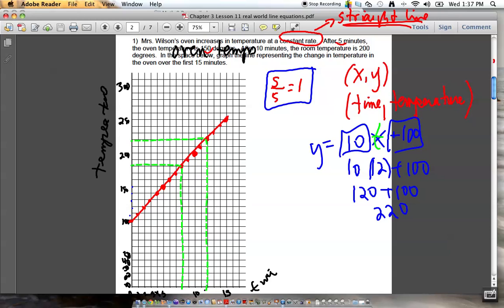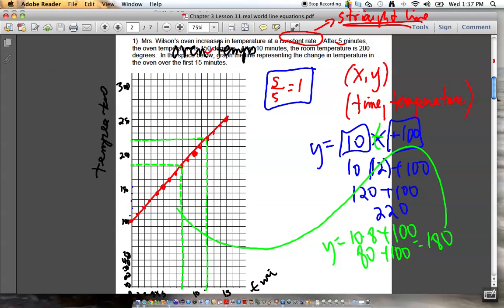Now I see. Okay, ready? Y equals 10 times 8 plus 100. 10 times 8 is 80, plus 100 is 180. So whether I get it here or whether I look it on the graph, I can figure out 180 either way. Okay, can I tell you something? To me, that is what I really, really like about this.